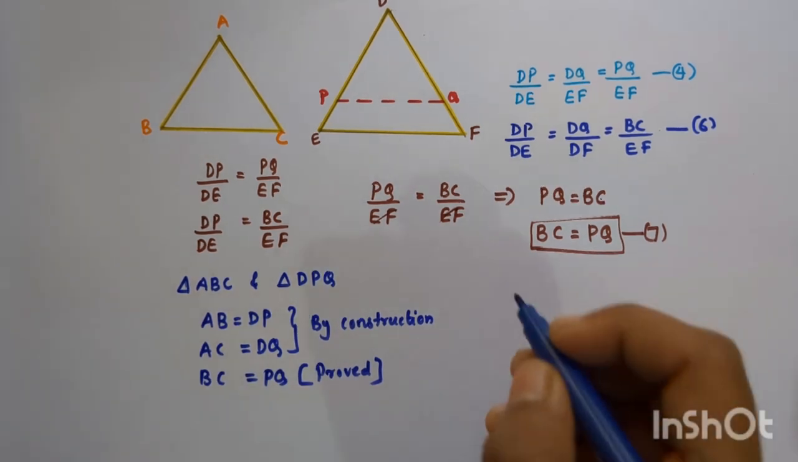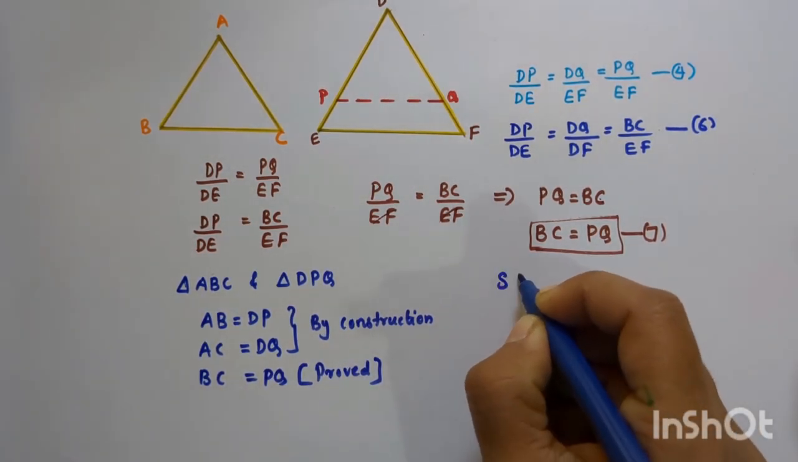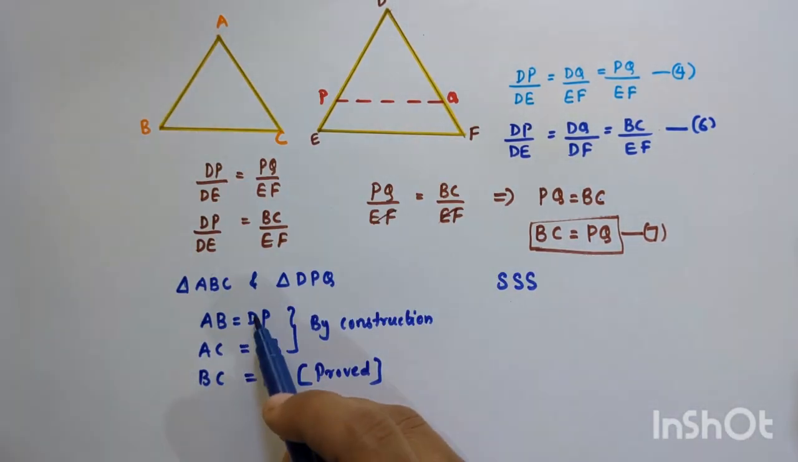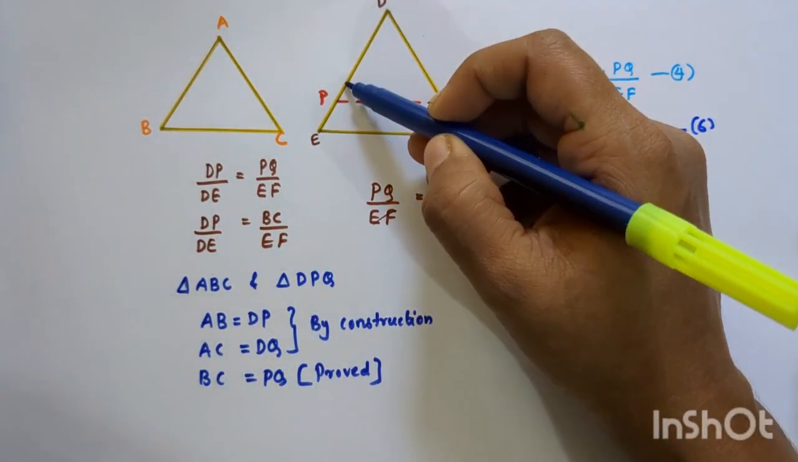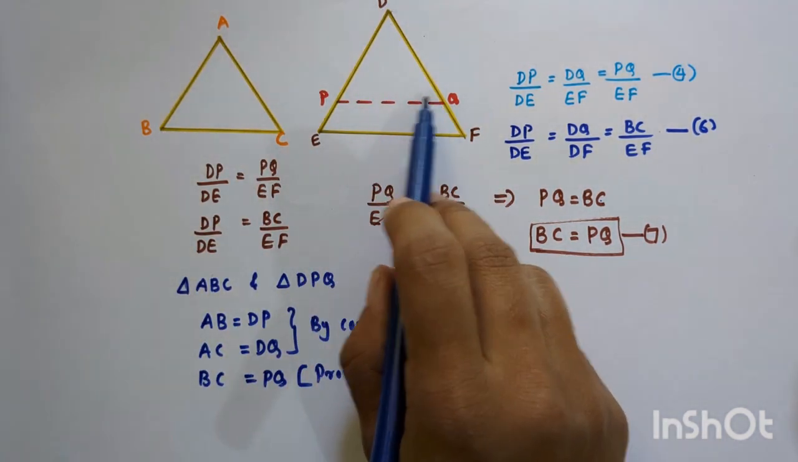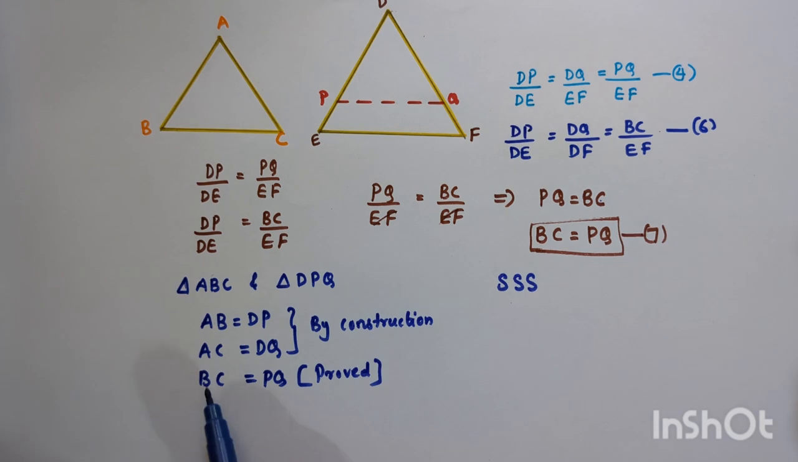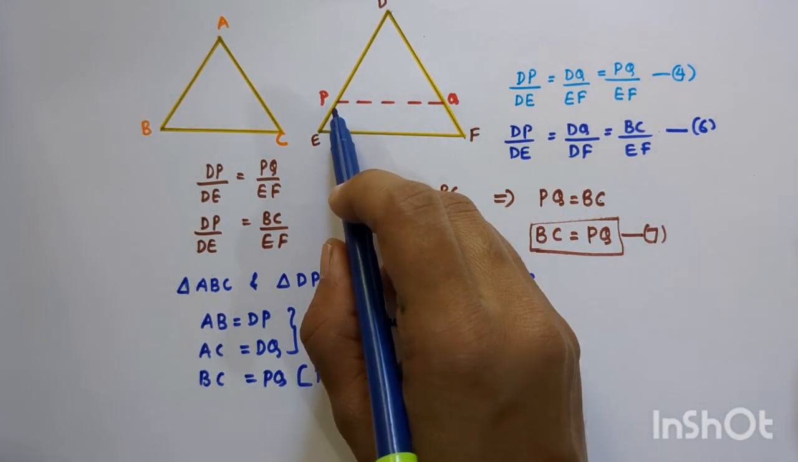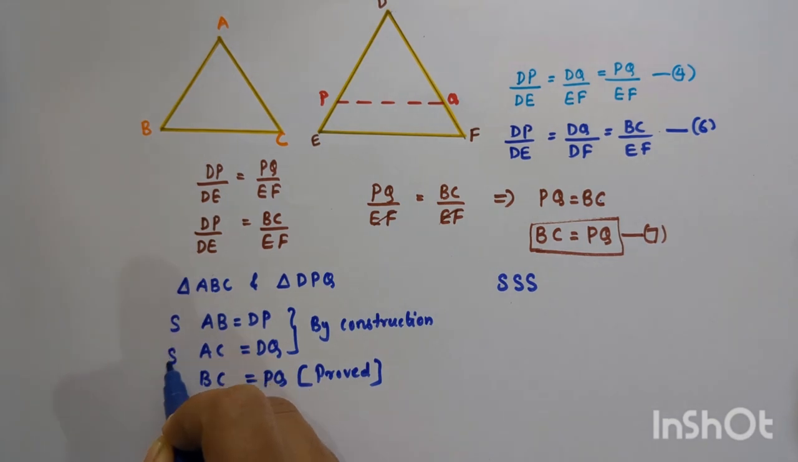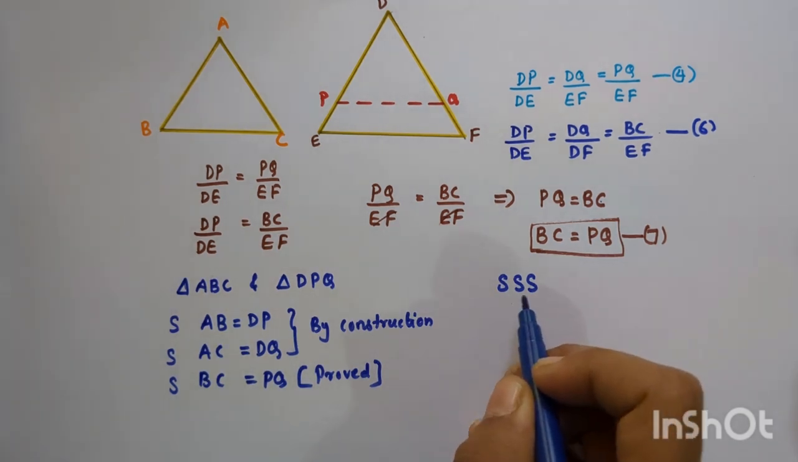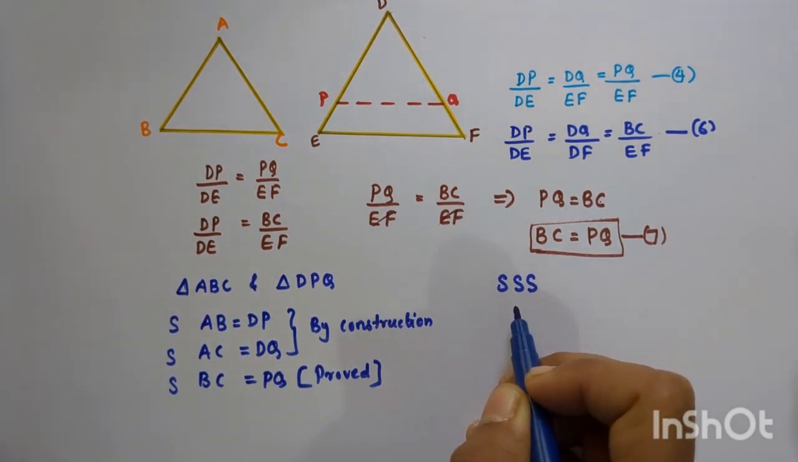So by side, side, side. You see, AB is one side of this triangle, that is equal to DP, which is the other side of this triangle. AC, this side of the triangle, DQ, this side of this small triangle DPQ. Then BC, this side of the triangle, PQ, this side of triangle DPQ. So side, side, side, no? All the three sides are the same actually. Corresponding sides are equal.